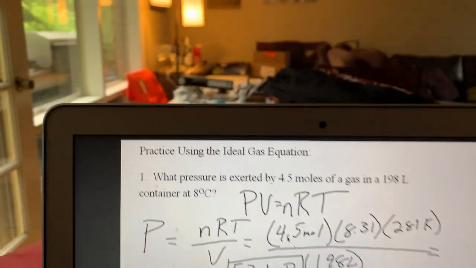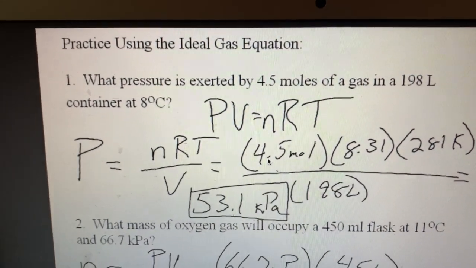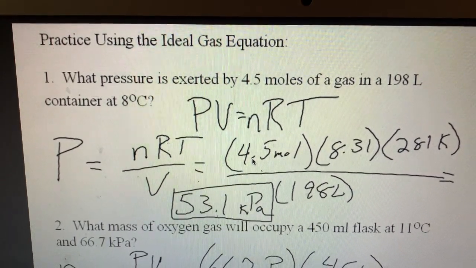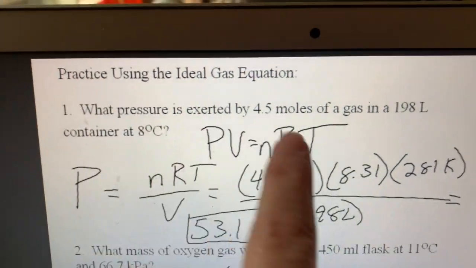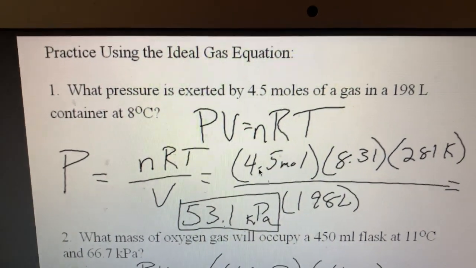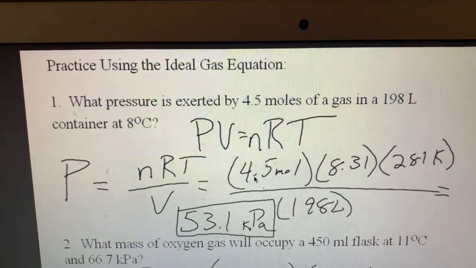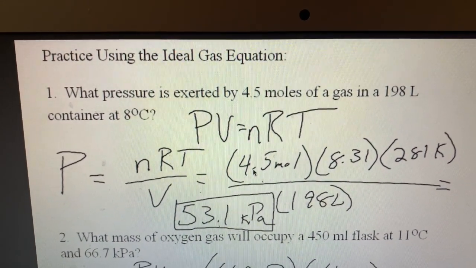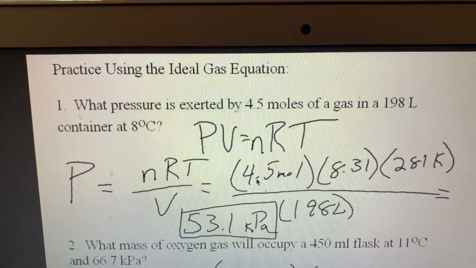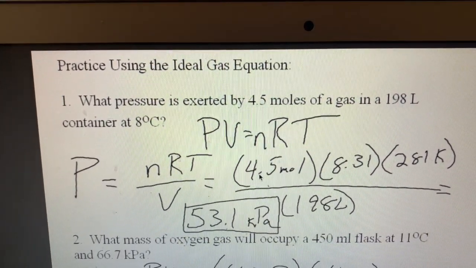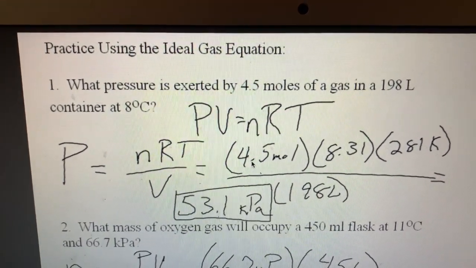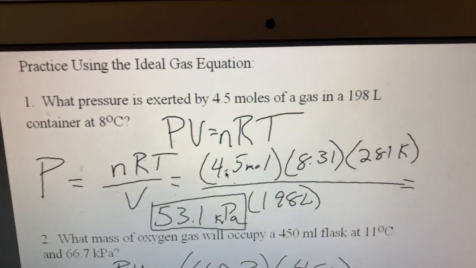Okay, so let's look at these practice problems. What pressure is exerted by 4.5 moles of gas in a 198 liter container at 8 degrees? Again, we're using the ideal gas equation, PV is equal to nRT. That's going to be the important equation for this unit, so always write that down as much as you possibly can. If you notice in my problems, I almost always write it first before I do anything else. I've only given you so far the R having to do with kilopascals, so that's what we're going to use for these notes. Again, always check your practice sheets.